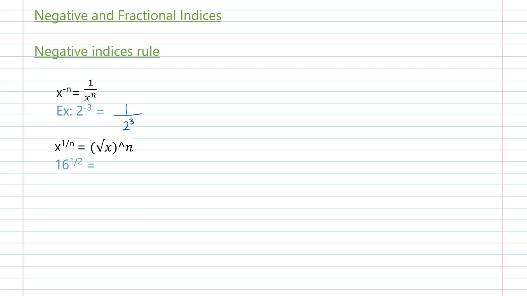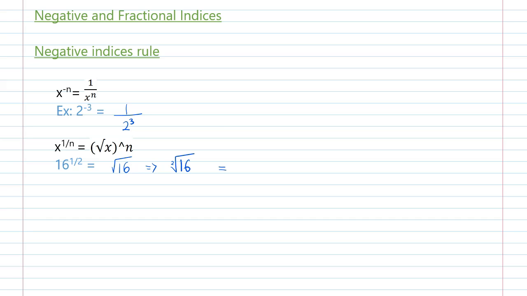Another rule is x to the power of 1 over n equals the nth root of x, that is, bracket square root of x close bracket to the power of n. So 16 to the power of 1 over 2 is the same as the square root of 16. You can write it as a square root with the 2 written here, but usually it is hidden. The 2 is not written.